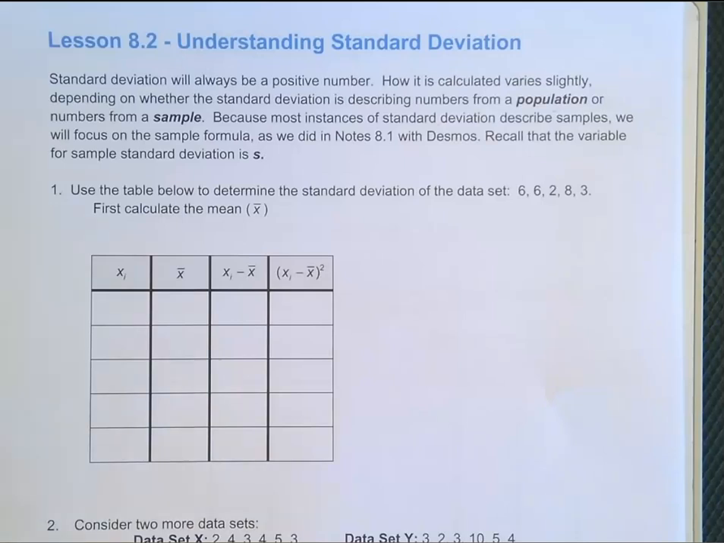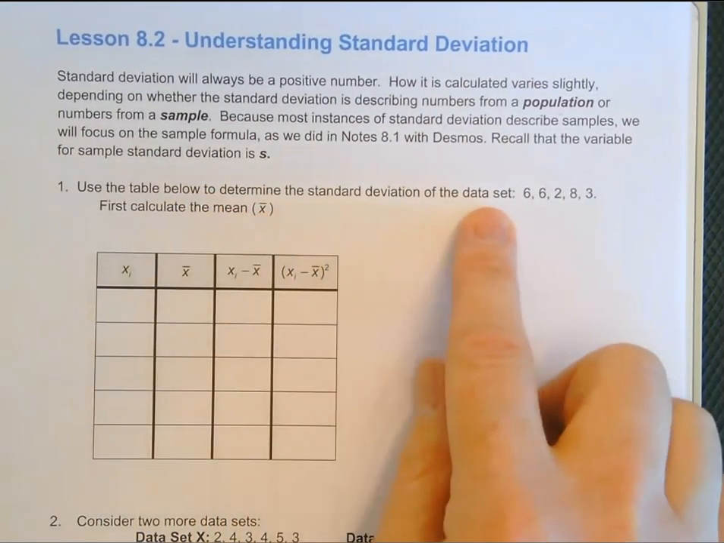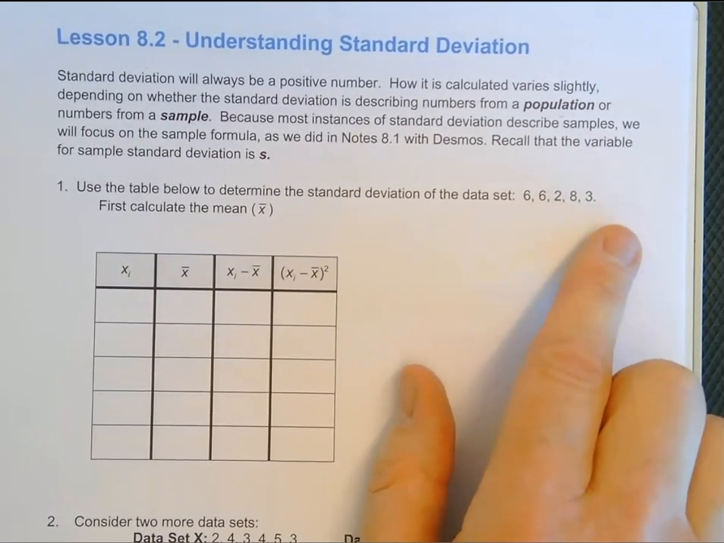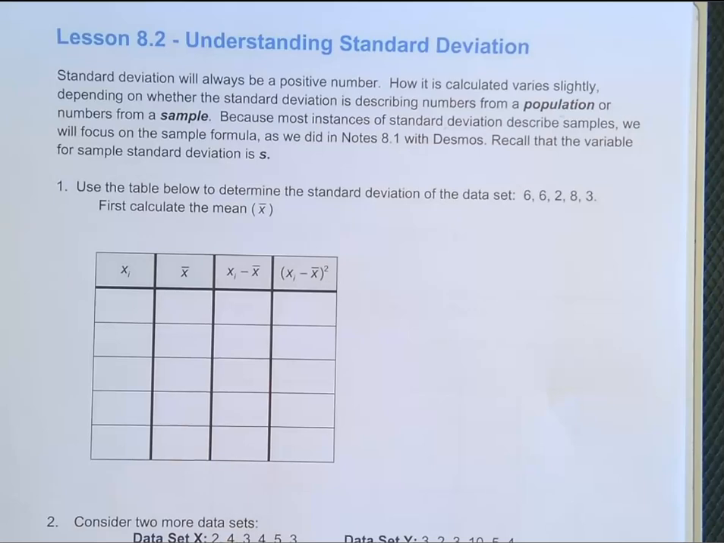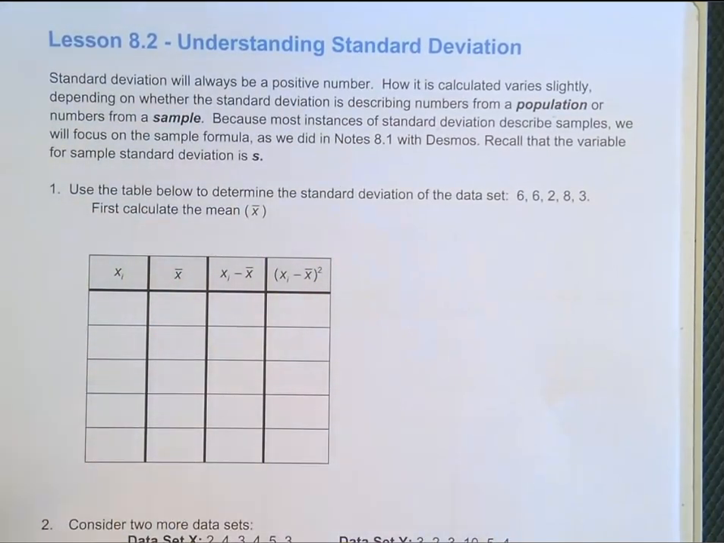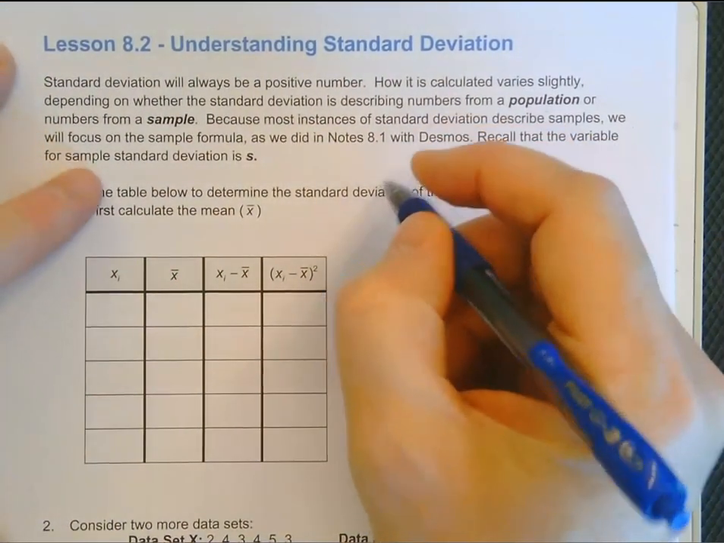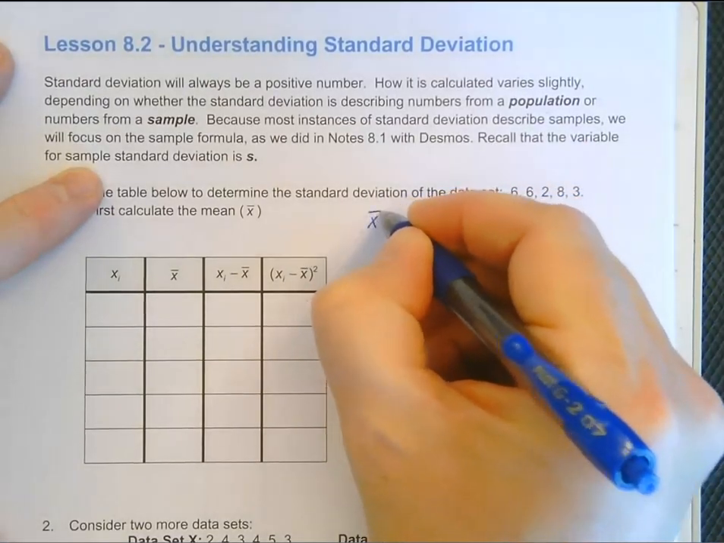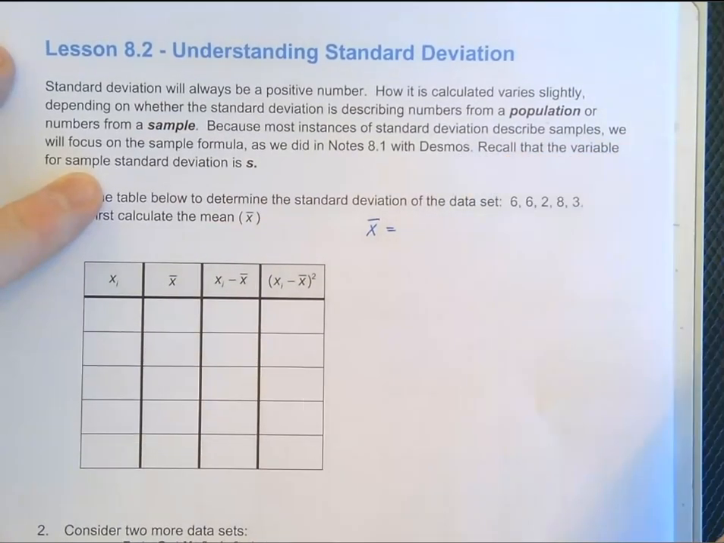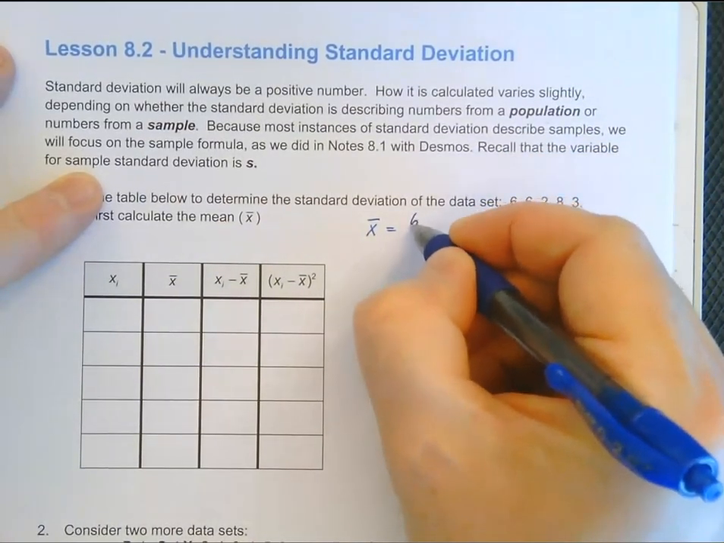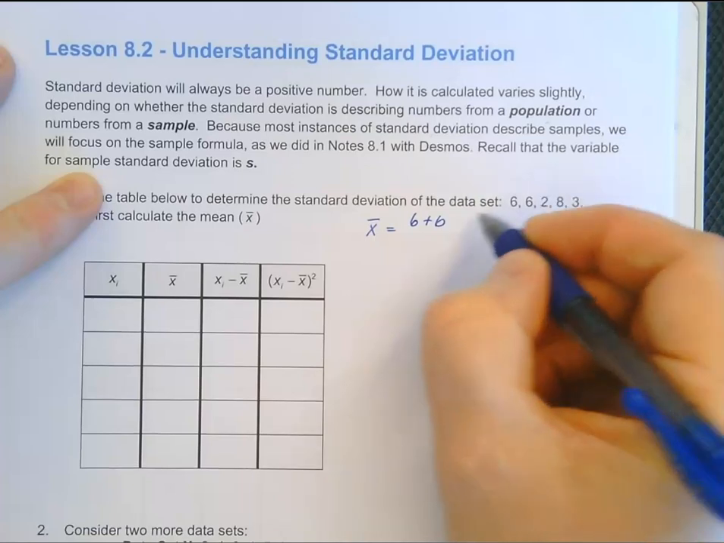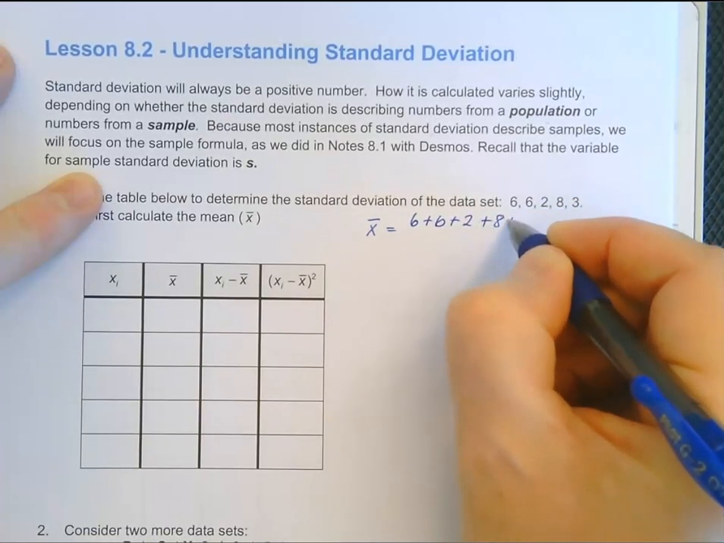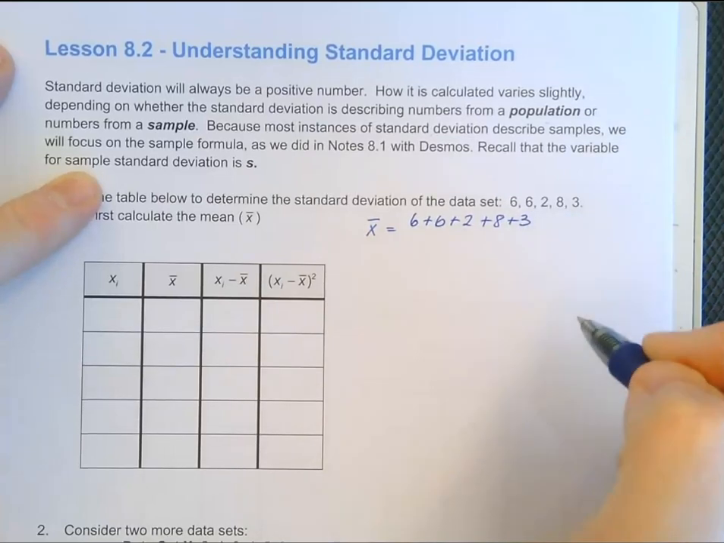So now, it says here, use the table below to determine the standard deviation for this data set, 6, 6, 2, 8, 3, okay? So the first thing that you're going to need to do is calculate the mean. So to calculate the mean, I'm going to do this over here. And I have x bar is equal to, and you guys know to calculate the mean, you add the numbers together. So 6 plus 6 plus 2 plus 8 plus 3.